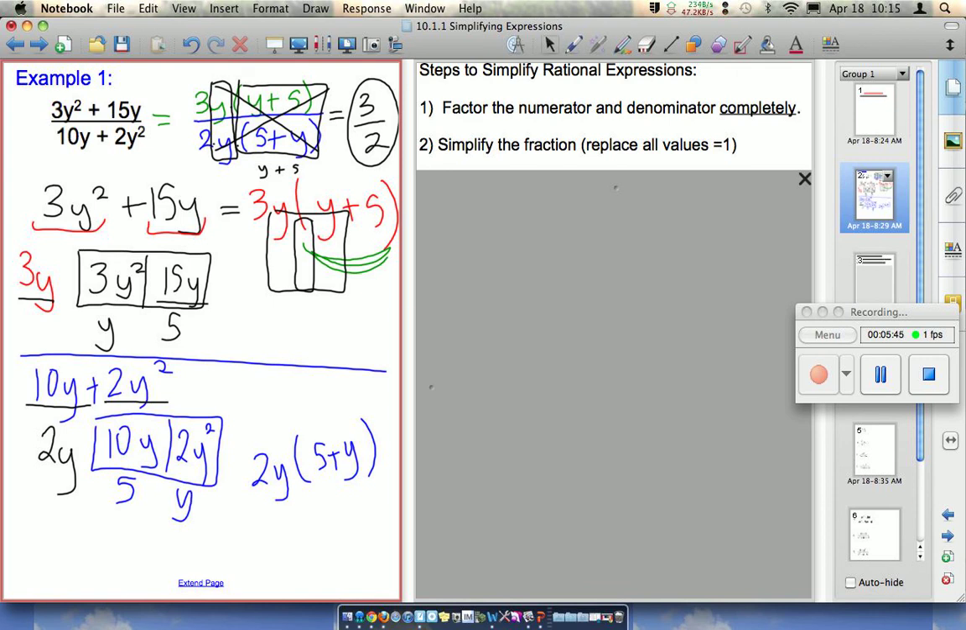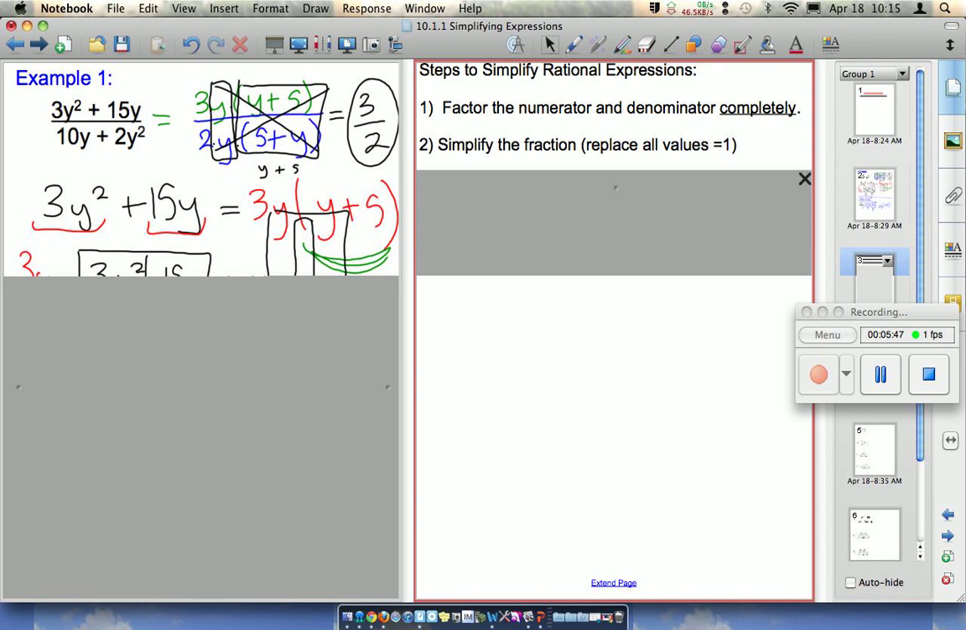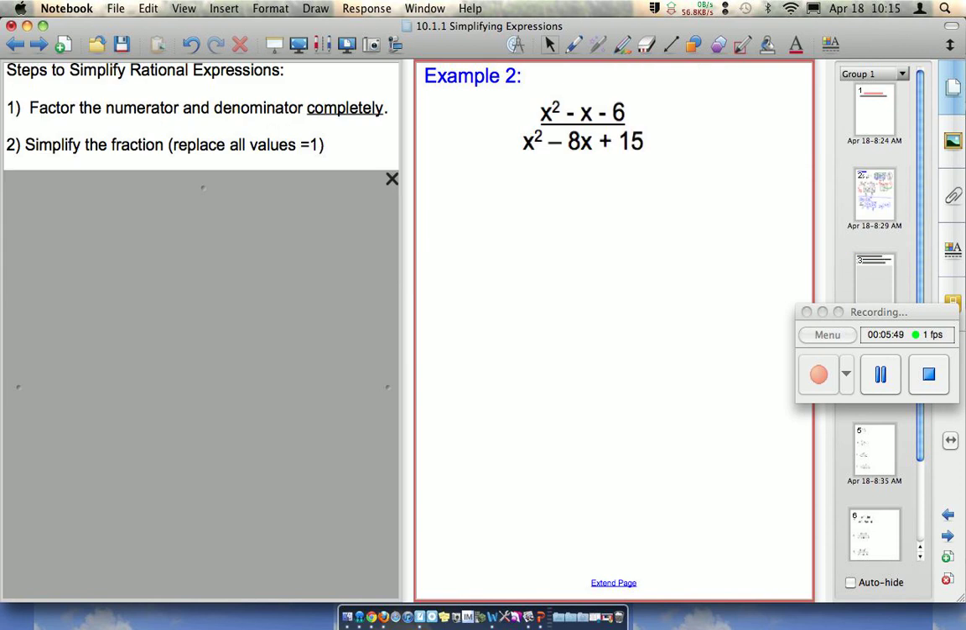So let's take a look at example 2. In example 2, we're going to start with step 1, factoring. Then we're going to do step 2, simplifying. So step 1, factoring. So I start with the top, and I want to factor that. And this looks like just a typical polynomial with x squared. And I'm also going to factor the bottom. So let's see the top.